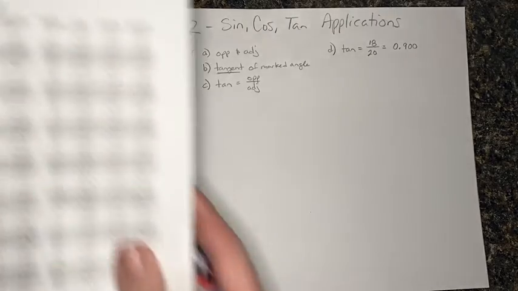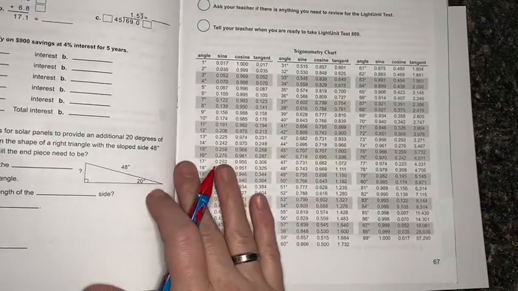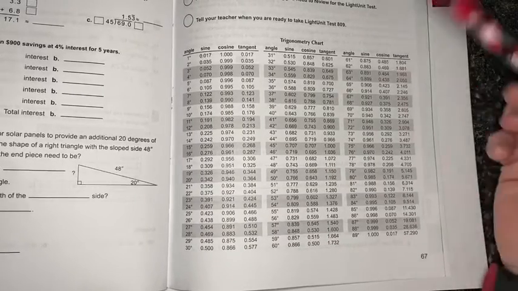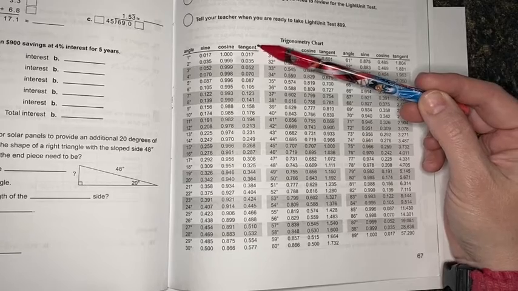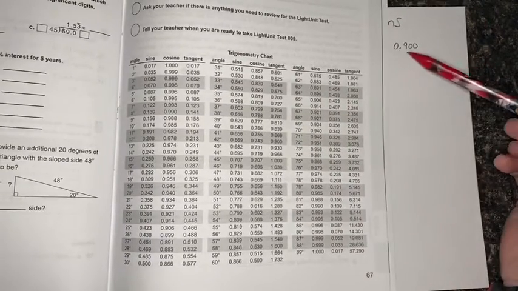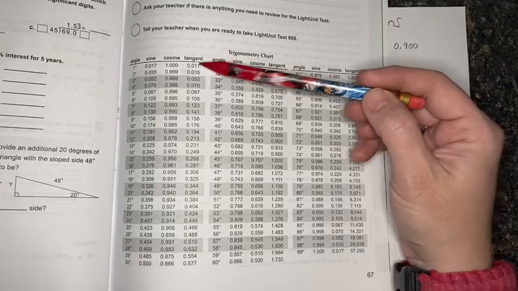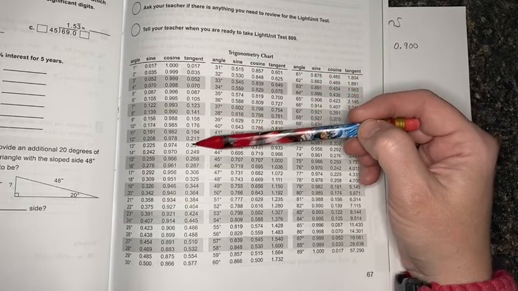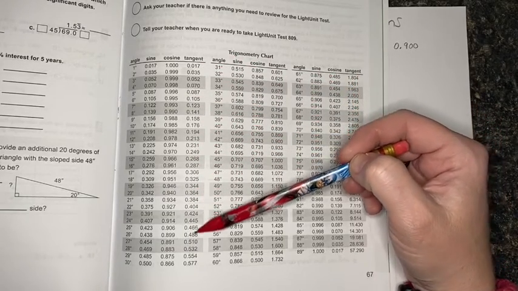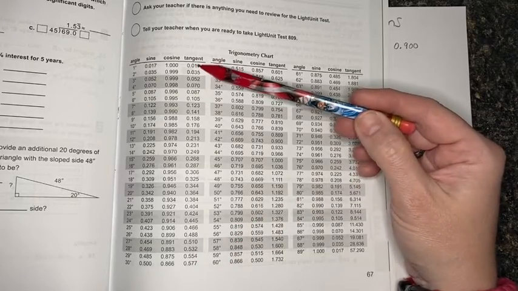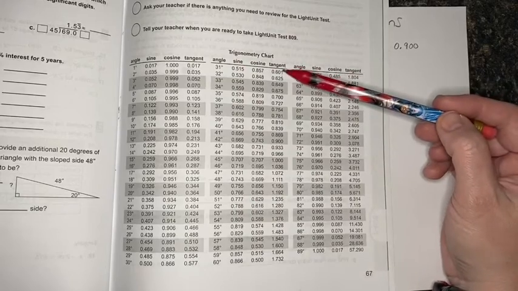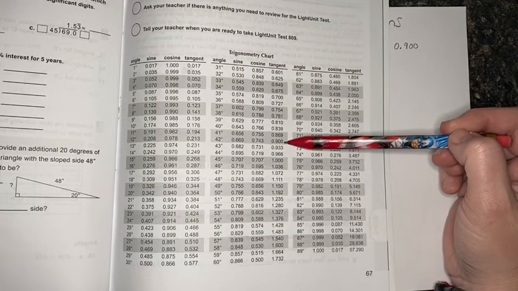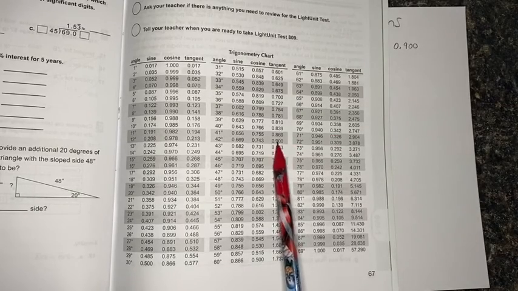0.900. Then, on page 67 of your book, you've got your chart, okay? We're going to look at the tangent side. This is the information that we have. We know the tangent is 0.900. Going down this tangent line, we're looking for 0.9. This whole first column goes from 0.0 to 0.577. Not what we need. We keep going down right here. 0.900. That is exactly the tangent that we have.